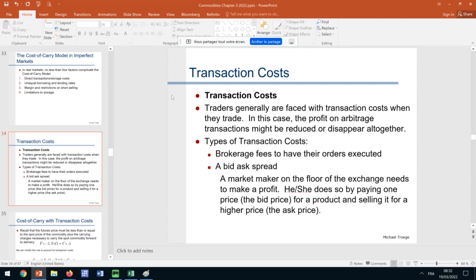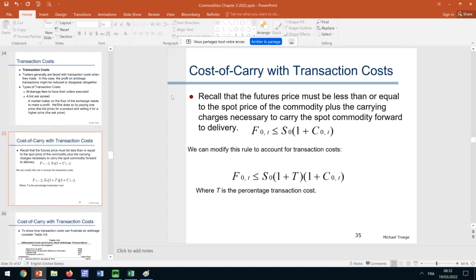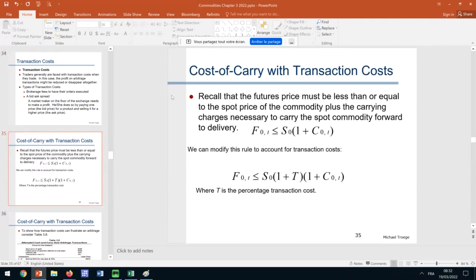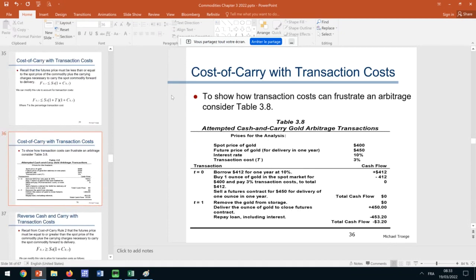So if you have to pay a fee, for example, to your broker to buy a futures contract, you also have to pay a fee to sell a futures contract. These transaction costs always work against you, and that means that you have a cost of carry and a cost of reverse cash and carry that always works against you. So here is an example with transaction costs.